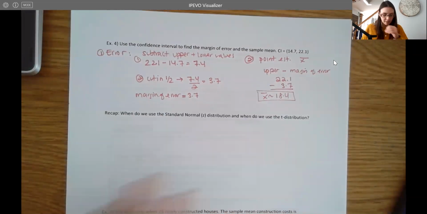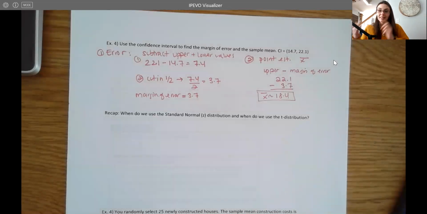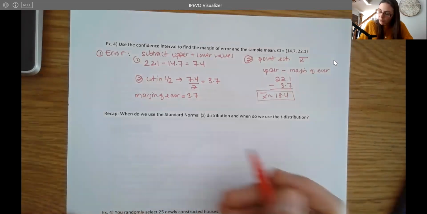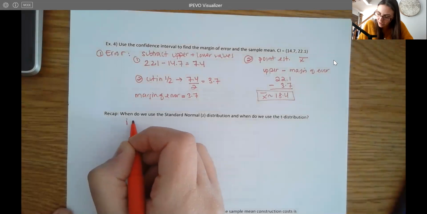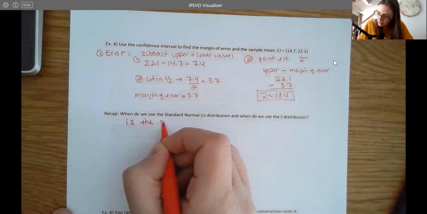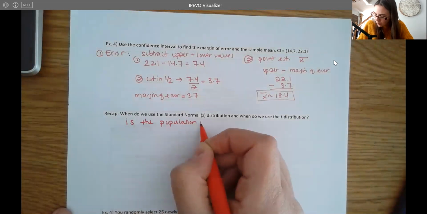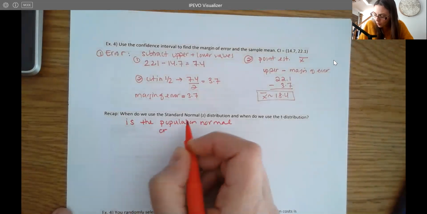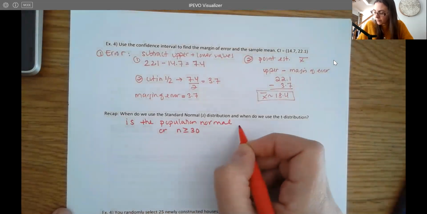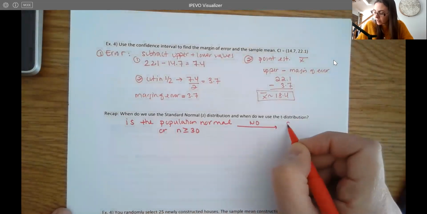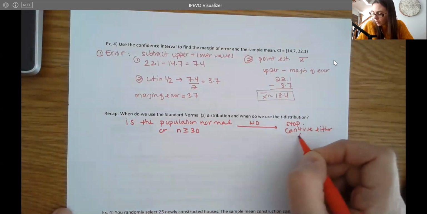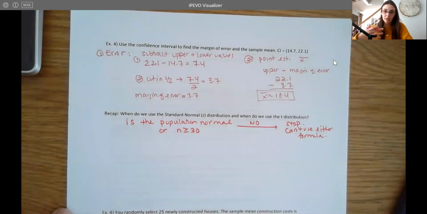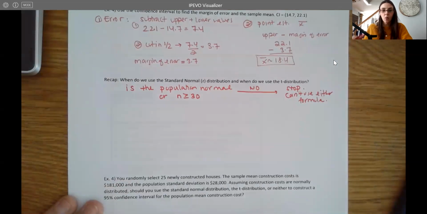All right, so I do want to summarize a bit here, chapter 6 that we've done so far. So when do we use the normal distribution and when do we use the t-distribution? The first thing you need to do, and I'm just going to talk about this from your text, is don't forget to ask: is the population normal or is n greater than or equal to 30? If the answer is no, then basically you have to stop and you can't use either formula. So you do need to make sure you do that check first, that you have a large enough sample size or your population is normal.